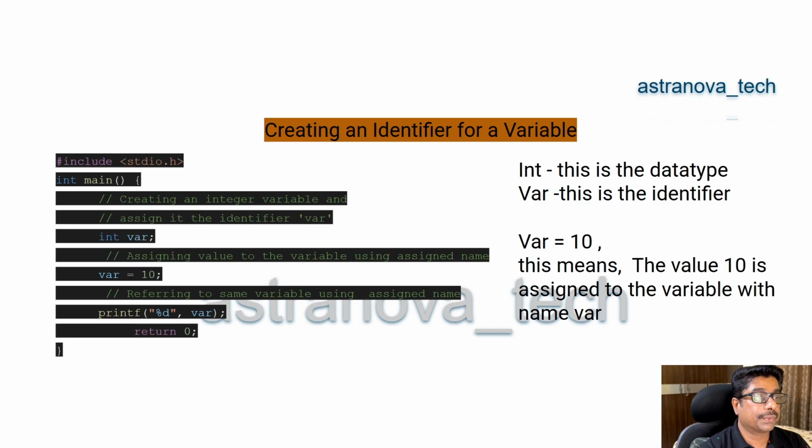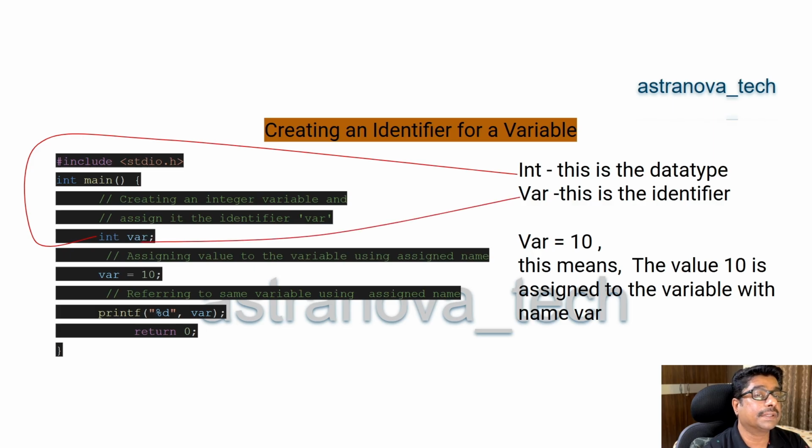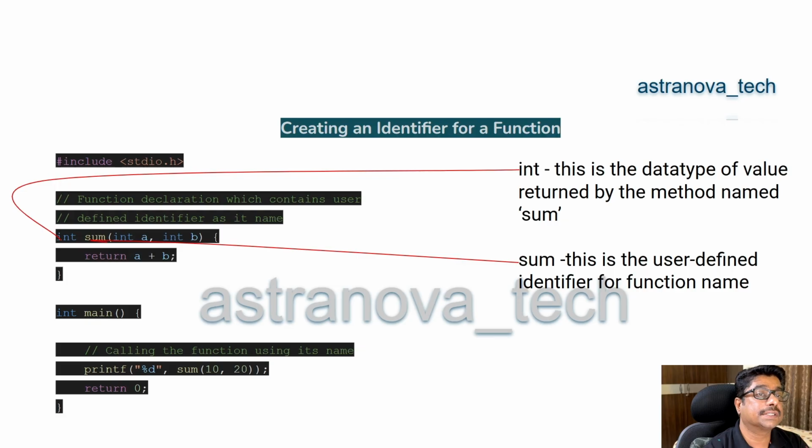Next thing is creating an identifier for a variable. So we are looking into a program here. Here we can see #include, main, creating an integer variable. This is a command assigning an identifier to a variable. So what does it do? int is a data type. var is the variable name; this is the identifier. And we are assigning a value to the identifier: var = 10. On the right side we have mentioned 10, which means that value 10 is assigned to the variable with the name var. Clear?